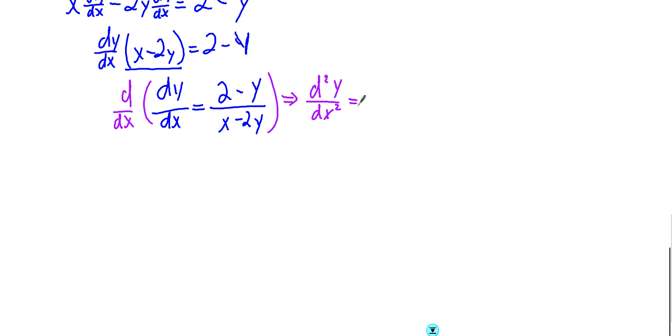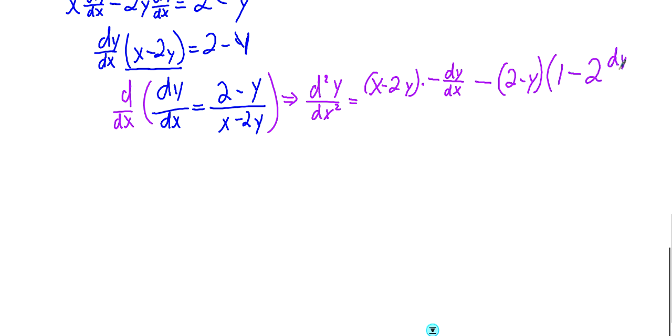And I get my low function. So x minus 2y times the derivative of high, which would be negative dy over dx. So I'll multiply. Minus 2 minus y times the derivative of the bottom, which is 1 minus 2 dy over dx. All of this over the low squared. Okay.